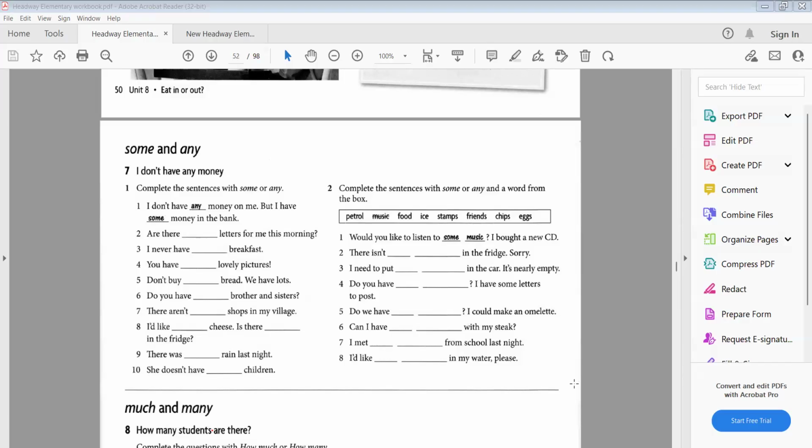I never have any breakfast. You have some lovely pictures. Five. Don't buy any bread. We have lots. Six. Do you have any brothers and sisters? Seven. There are not any shops in my village.